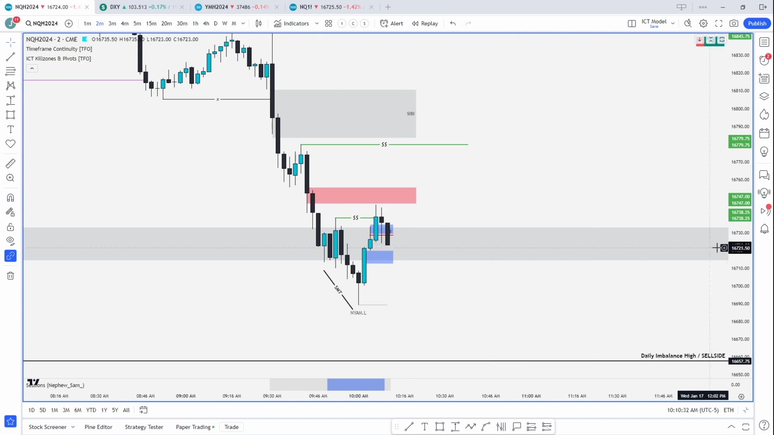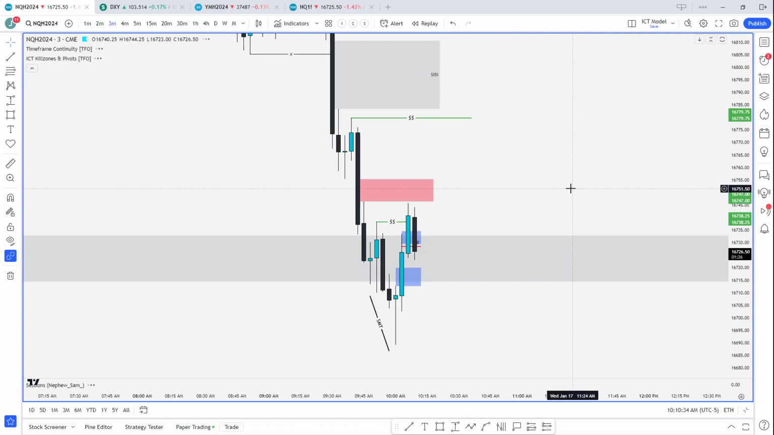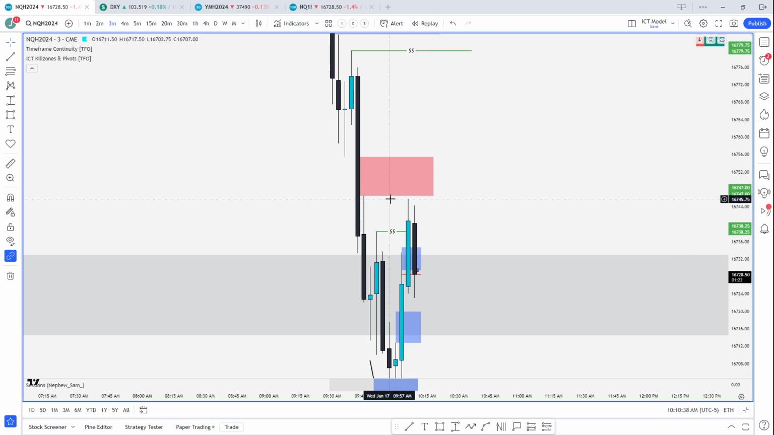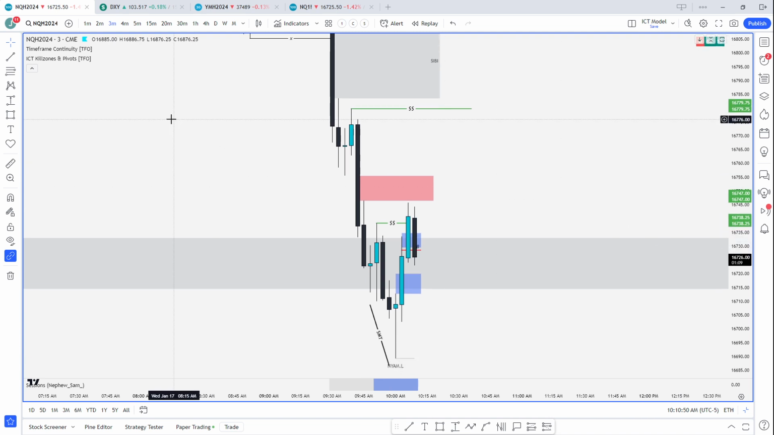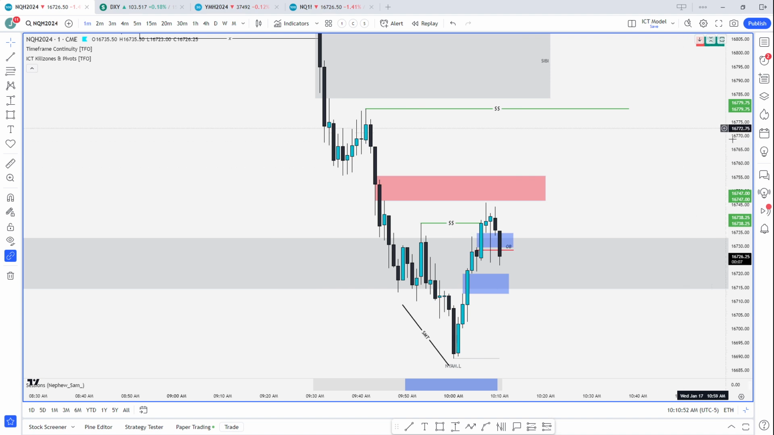Oh, why did we bounce there? It must have been some lower time frame thing. What's the high on this? 745.75. Yeah, three ticks away. It is what it is.